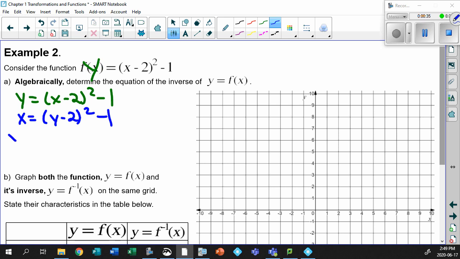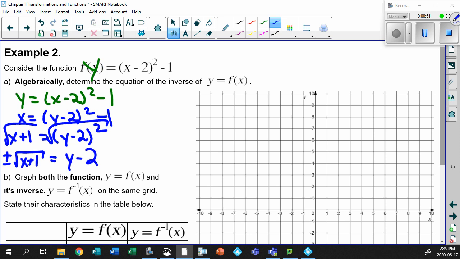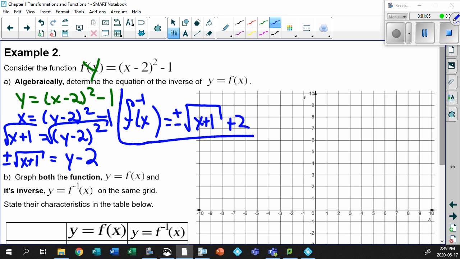Bring the 1 over. x + 1 on this side equals (y − 2)². Okay, square root. Don't forget the square root principle, making this plus or minus the square root of x + 1 equal to y − 2. Now bring that 2 over, and you've got the inverse function being plus or minus the square root of x + 1, plus 2. There is your inverse function.